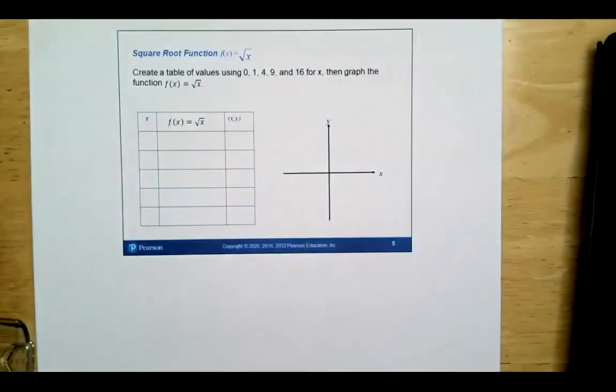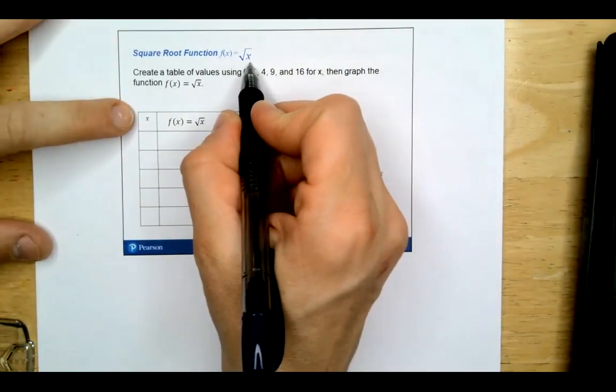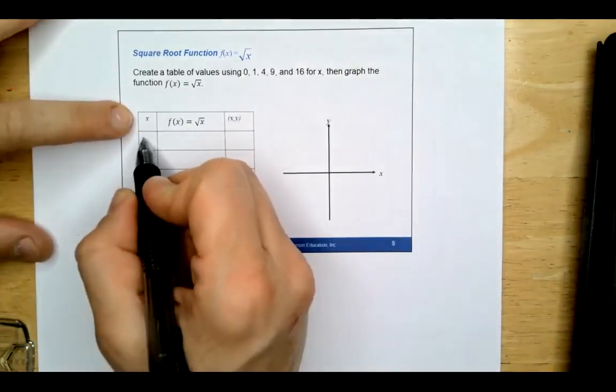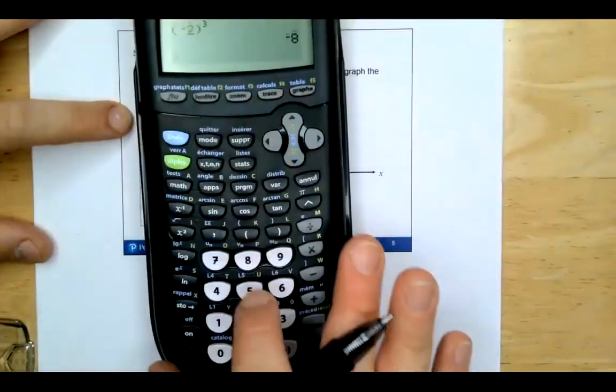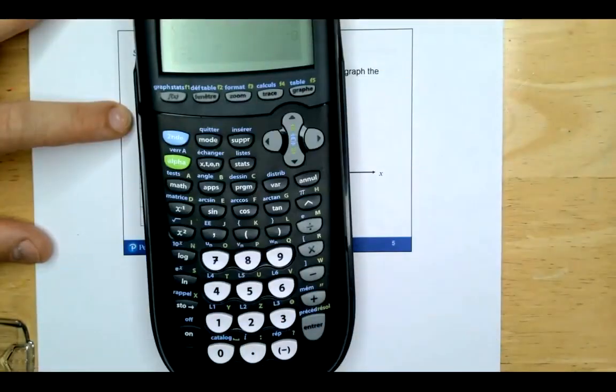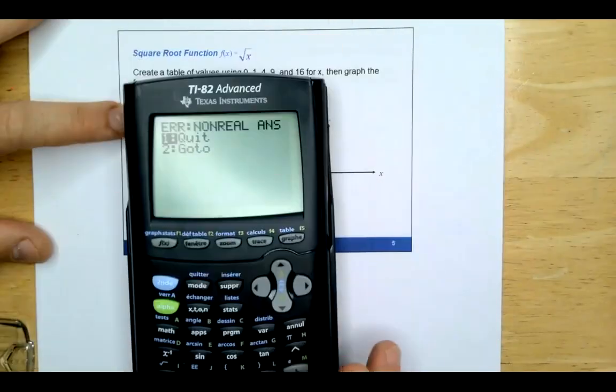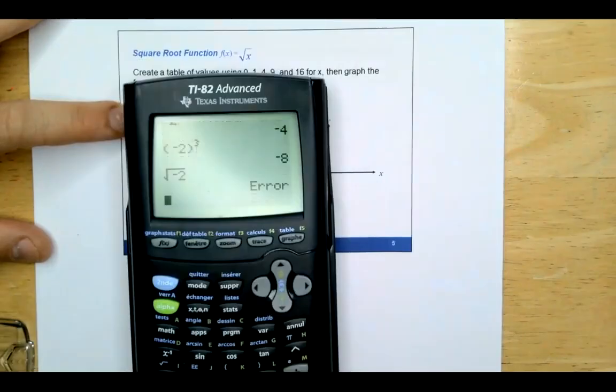Now the square root function. All we're going to do is take x and get the square root of it. So I'm not going to start with -2, because the square root of -2 is not a real number. So I can't even graph the square root of -2.